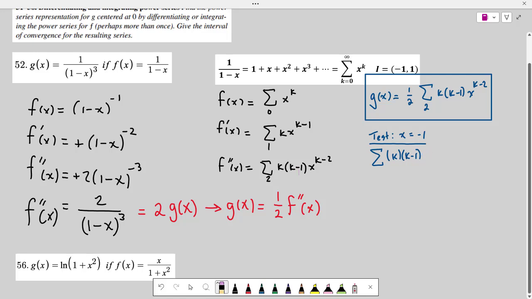Whoops, -1. Okay. Do you see that this diverges? So the a sub k, we have k times k minus 1. And then this is a switch? So if this starts at 2, we have a +1, and then 3 would be a -1. Then 4 would be a +1, then 5 would be a -1. So this is a switch.